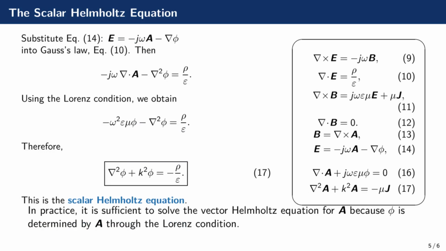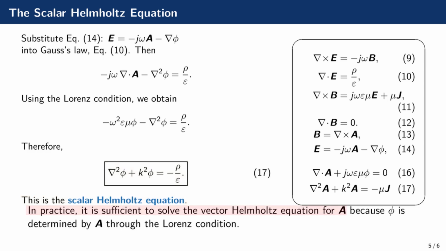Next, we derive the equation for the scalar potential phi. We substitute equation 14, E expressed in terms of the potentials, into equation 10, Gauss's law. Then we obtain this equation. Using the Lorentz condition, we can eliminate the divergence of A. As a result, we obtain this equation. This is the scalar Helmholtz equation.